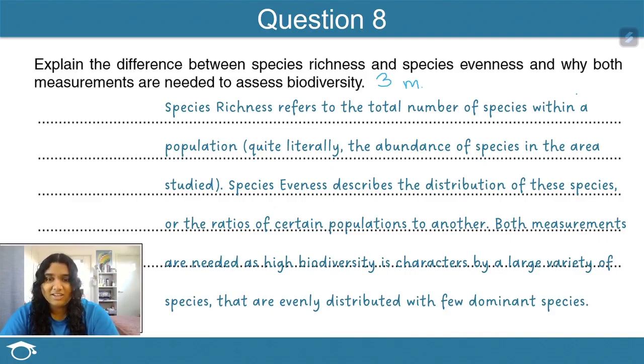Both measurements are needed as high biodiversity is characterized by a large variety of species that are evenly distributed with few dominant species. Basically what this is saying is that it doesn't really matter if your ecosystem has 10 species living in it, if the populations of 9 of those 10 species make up like 5% of the population, and then the 95% of the population is made up by 1.